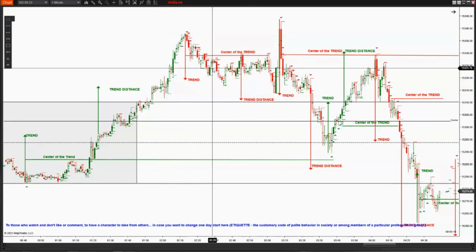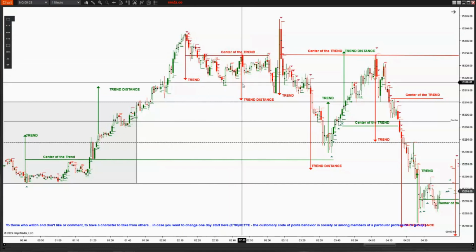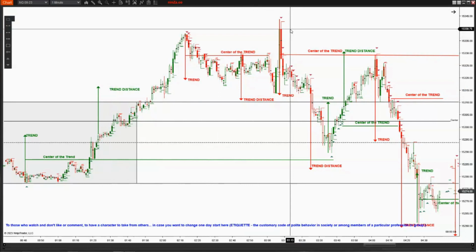All right, so you got 7 down. We just went over that. Here's the center of your trend. There's the trend distance. They'll make it even a couple times. They'll make it a couple times for you.